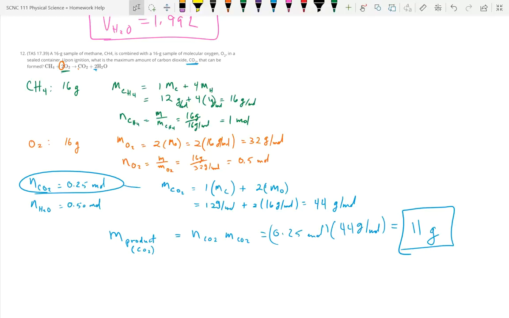Now, if you look at our starting, we started with 32 grams of material. We have 11 grams of carbon dioxide. Where's the other mass go? Okay, well, some of it's going to be water, and some of it is still going to be methane because we had a surplus of methane. So we're going to end up with water and methane and carbon dioxide.